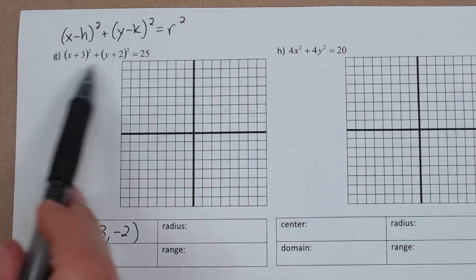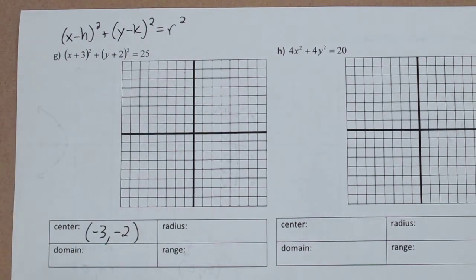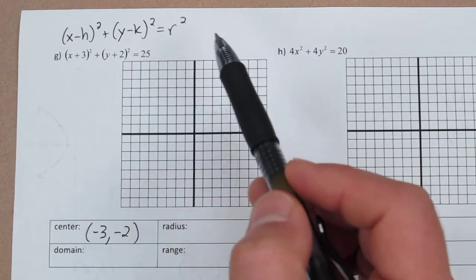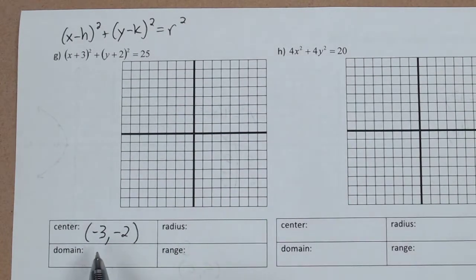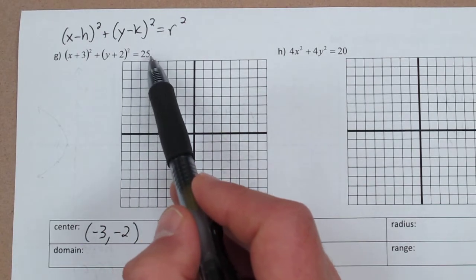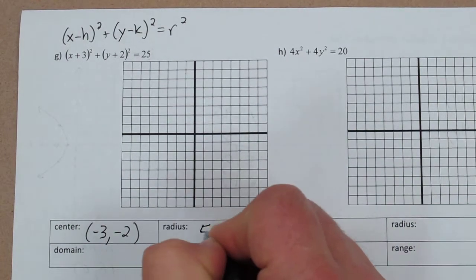We see that because this is in the form (x minus h) quantity squared plus (y minus k) quantity squared equals r squared. (h, k) is the center of the circle. So the center of this circle is (-3, -2). Now to figure out what the radius of the circle is, we see this 25. That represents r squared. So r must be 5.